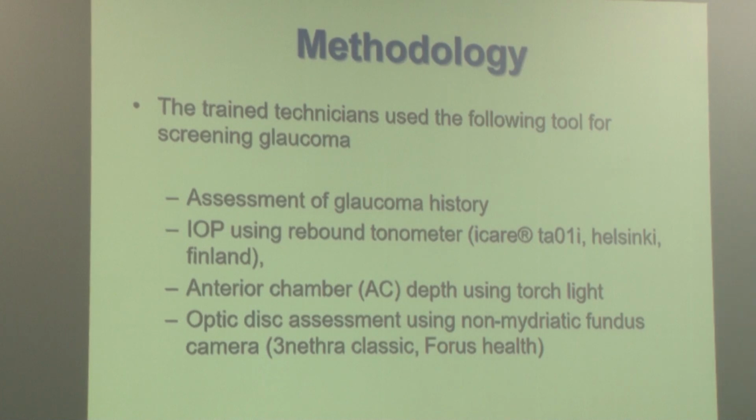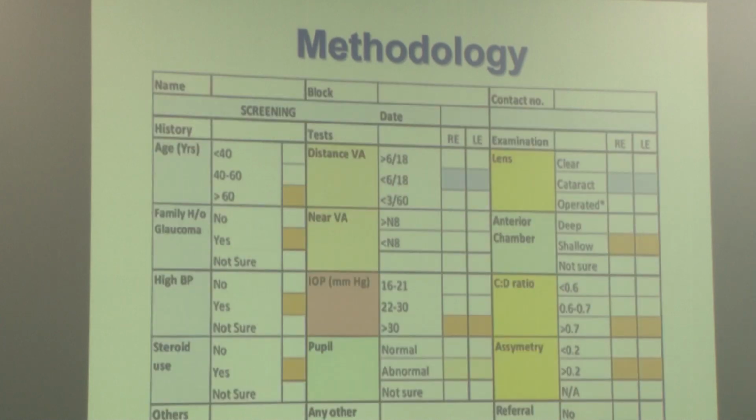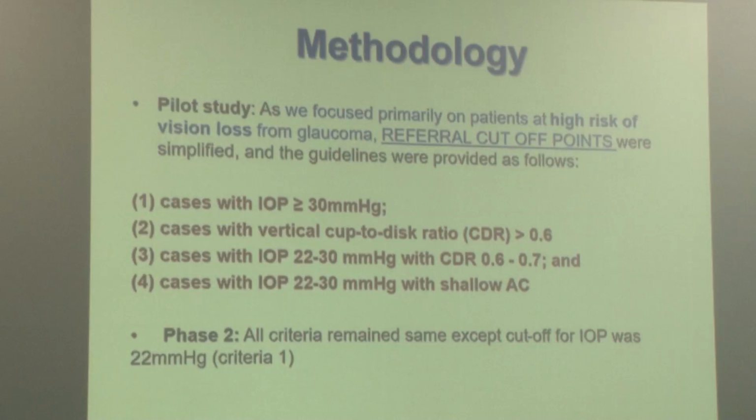That's assessment of glaucoma history, intraocular pressure measurement using a rebound tonometer, AC depth assessment using a torchlight, and optic disc assessment using a non-mydriatic fundus camera. This was the referral form which was filled up by the technicians, which included age, family history of glaucoma, blood pressure history, steroid use, visual acuity, intraocular pressure, pupil reaction, lens status, AC depth, CD ratio, cup asymmetry, and then whether the patient has to be referred or not was checked.